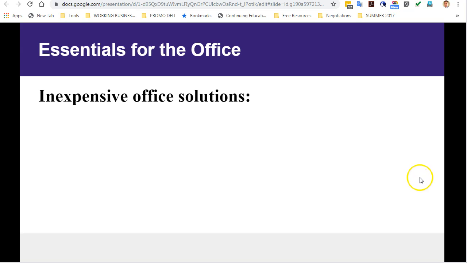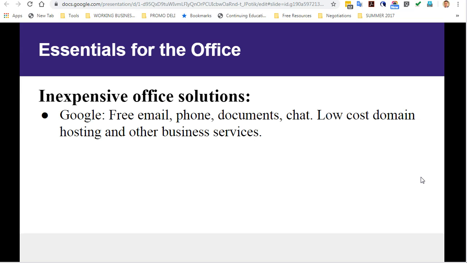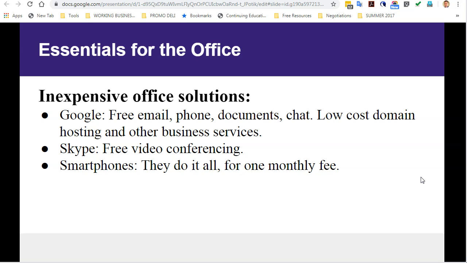So what are some essentials for the office? Some of the inexpensive office solutions to run your home office are Google, Skype, and smartphones, which can do much of the work that used to be done in a regular office for a very low cost. For example, Google offers free email and a free phone number. I don't know if it's free actually. Very low cost phone. You could store documents on a cloud hard drive. You can chat. They do low cost domain hosting and other business services. So Google does offer a lot of business services.